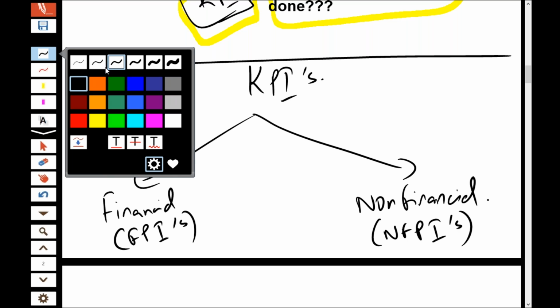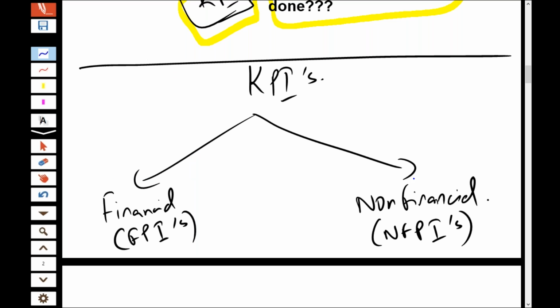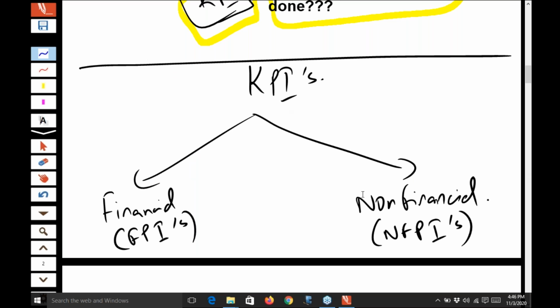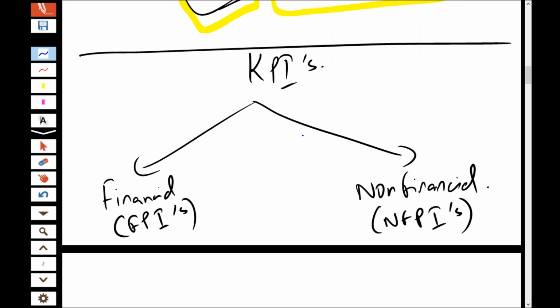Okay, now let's move a bit forward and discuss further. Now, when we try to measure the performance, let me repeat, we talk about the KPIs, the key performance indicators. So how exactly can you measure the performance of an organization? The performance of the organization could be measured using the financial performance indicators and using the non-financial performance indicators.